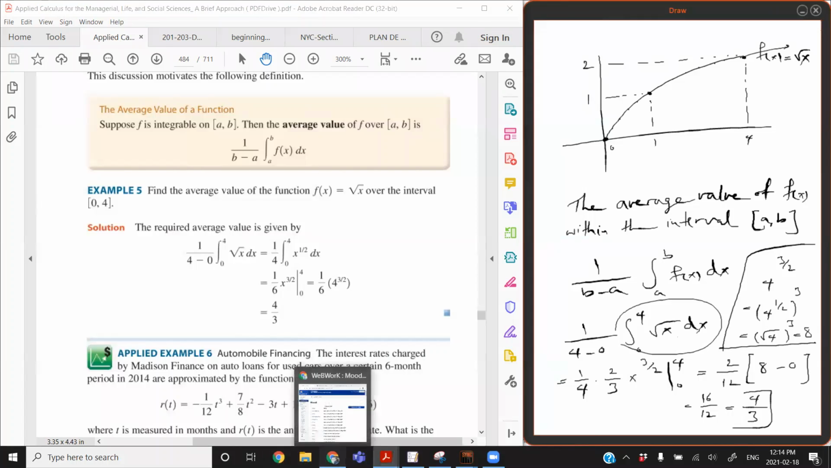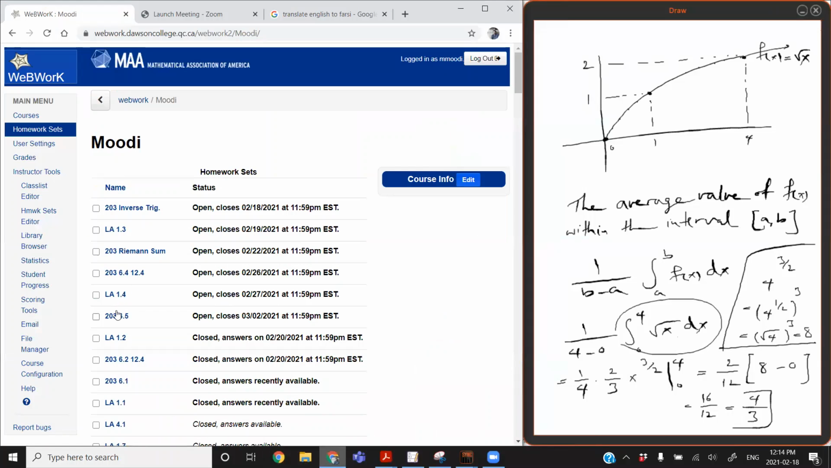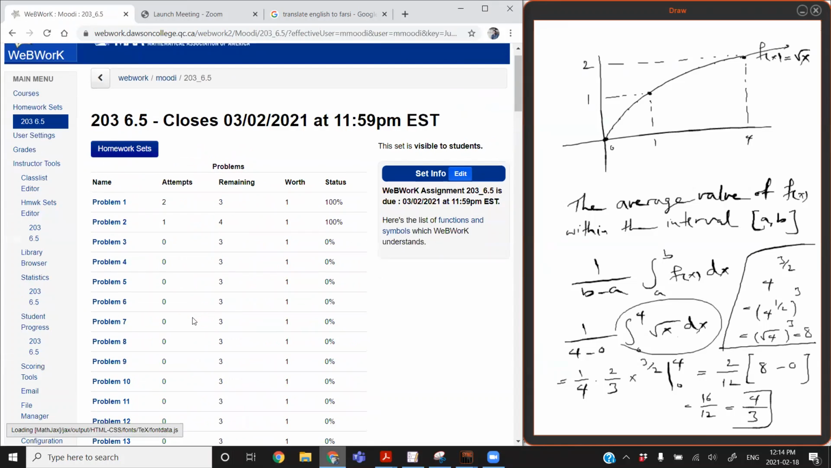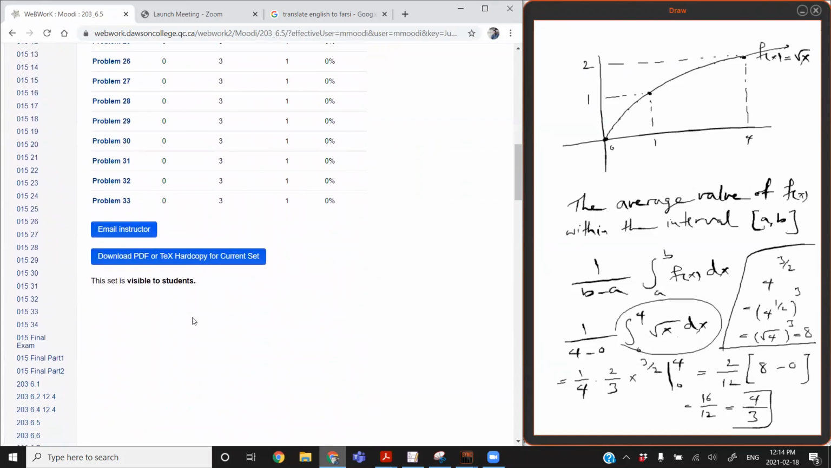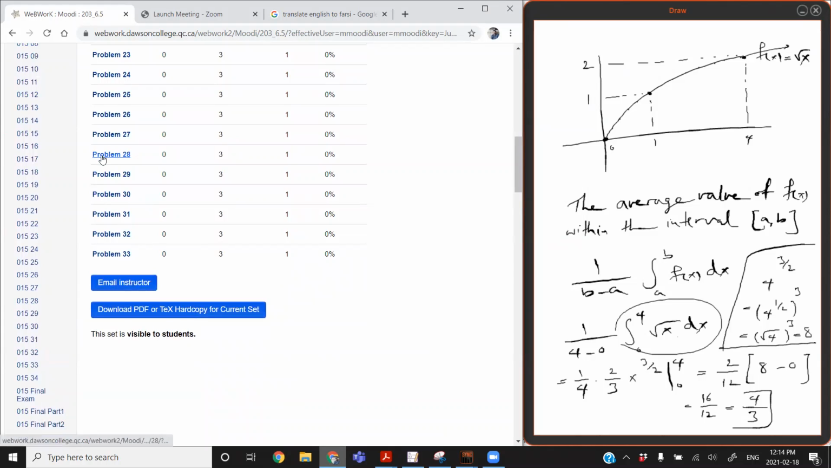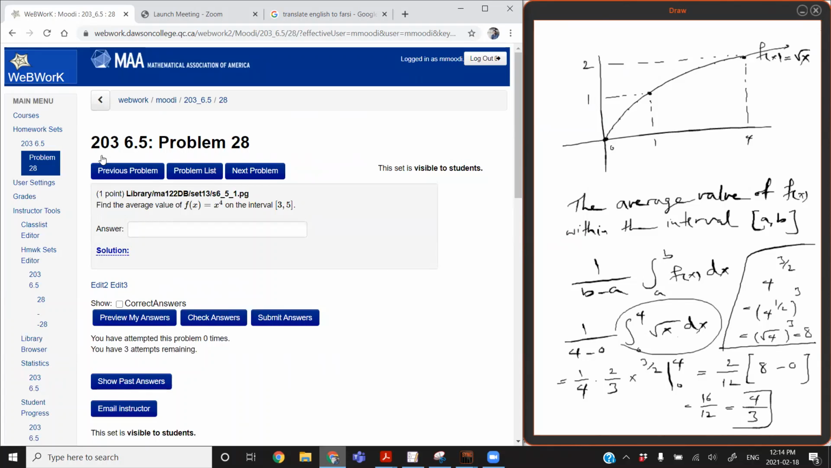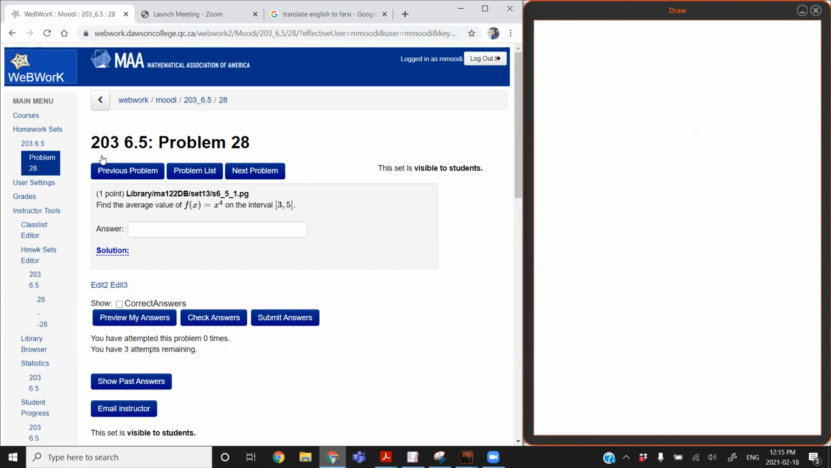So in section 6.5, towards the end, after problem 27, there are problems 28 to 33. These problems are about the average value of the function. I'm going to do this one for you as another example and then give you the rest of the time to work on the exercises. You want to find the average value of f of x equals x to the power of 4 within the interval from 3 to 5.